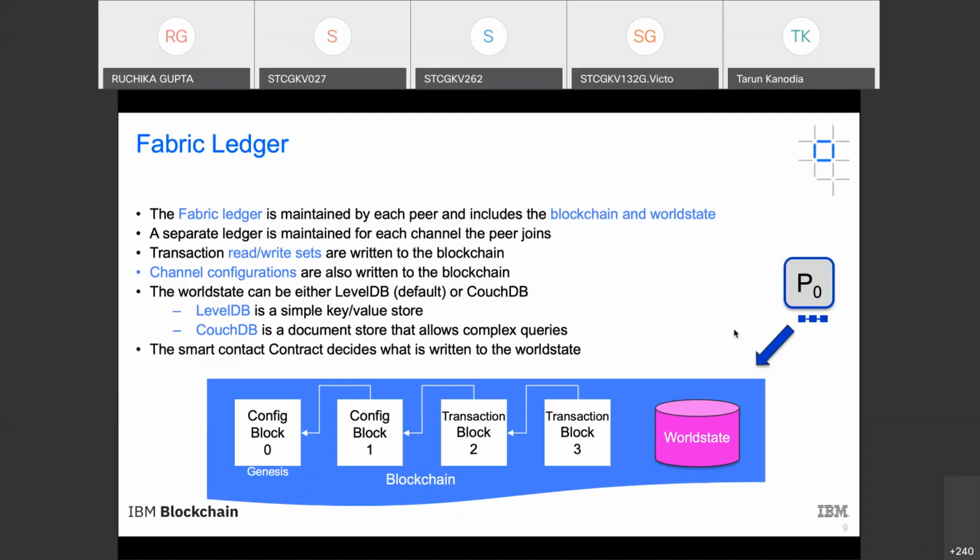There is no concept of currency in Fabric, unlike others. There's no concept called Ether or Bitcoin. It is all on you: how you want to create your asset and how you want to transact on them.